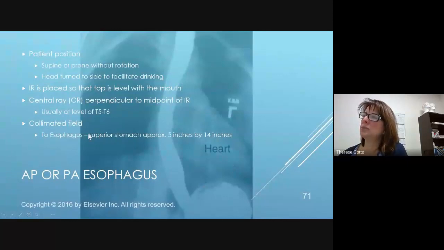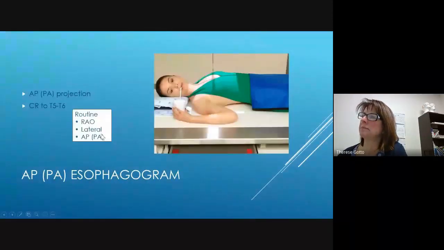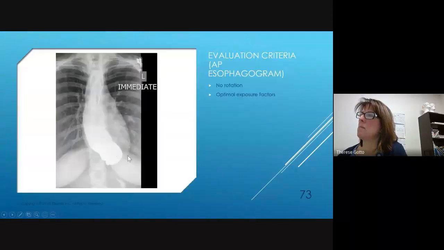Okay, and then your last one's going to be a PA or an AP, depending on what the doctor did for you. Okay, it's still placed at the top of the level of the mouth. Central ray will be centered to that, which corresponds with T5, 6. And you're going to collimate in 5 by 14. And this should be a picture of your AP esophagus. Now this has pathology for sure. This is dilated big time. But you get the gist.